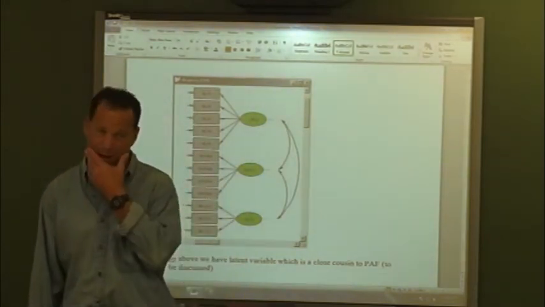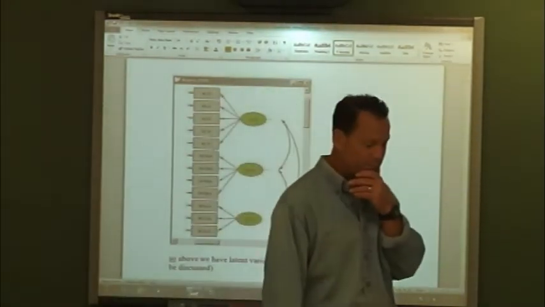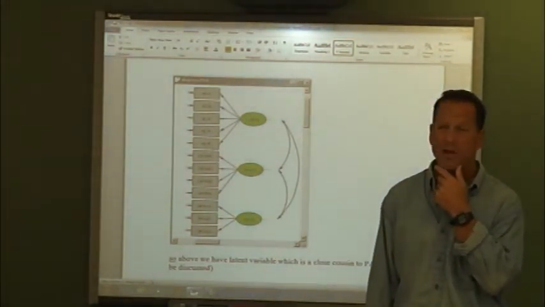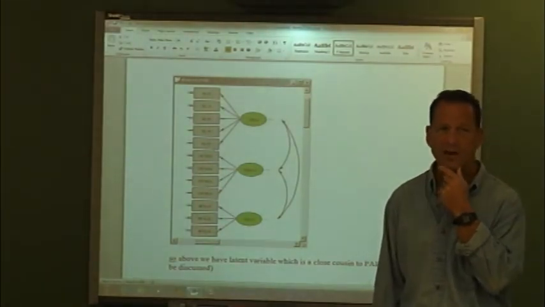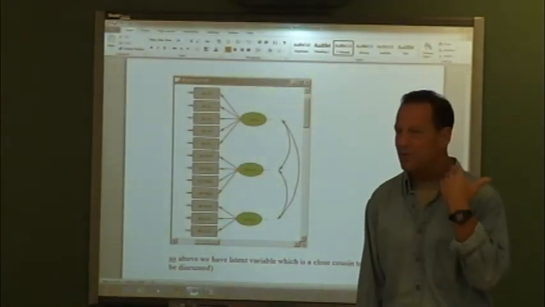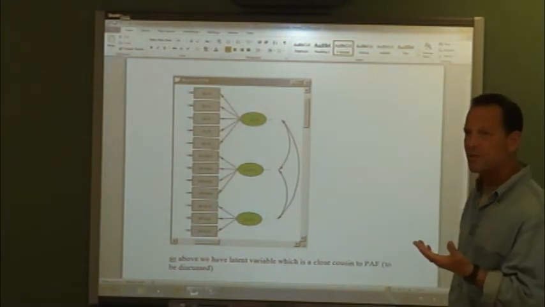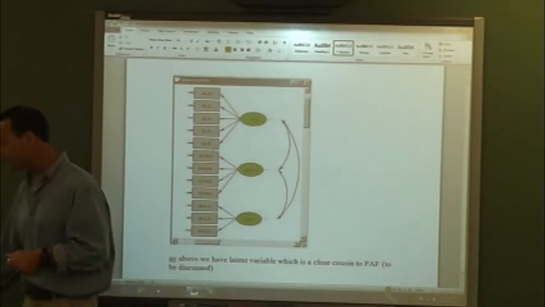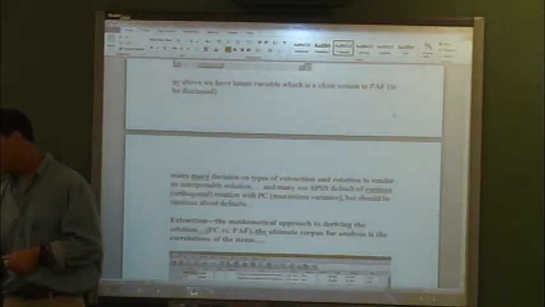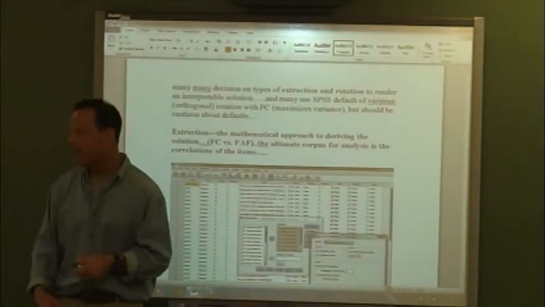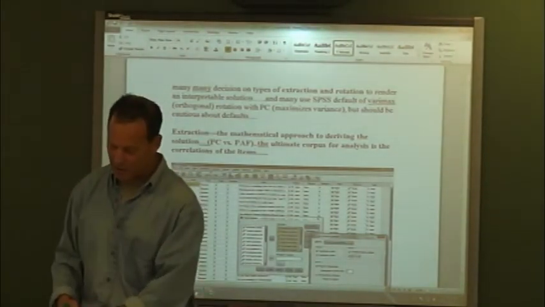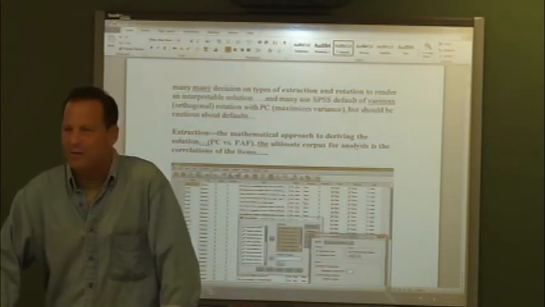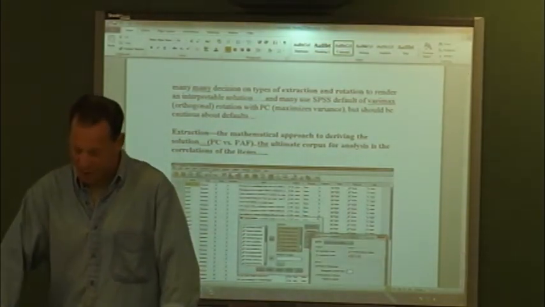Now, the mathematics gets deep into eigenvalues, eigenvectors, and breaking down variance. You're going to learn how it breaks down variance. I'm not going to get deep into the computation of eigenvalues. I'm going to show you a little of the math. But if you remember, early on we discussed the importance of eigenvalues in matrix algebra, and this is when it comes into full bloom. So there are many, many decisions on types of extraction and rotation that you're going to use. That's why with factor analysis, some people call it part art, part science. A lot of decisions have to be made.